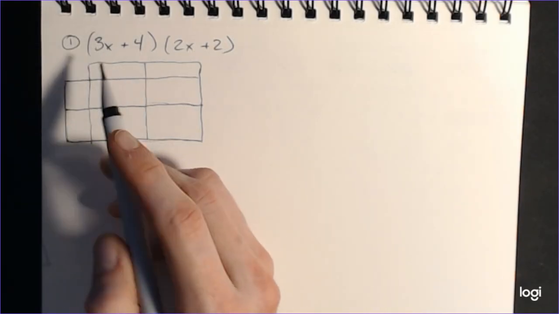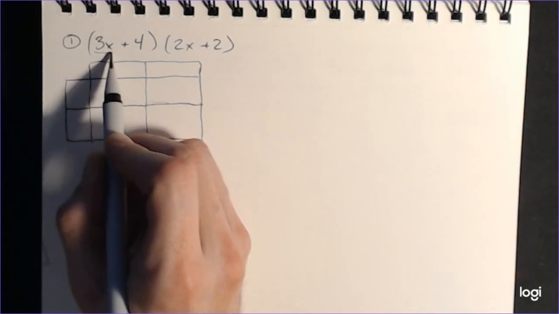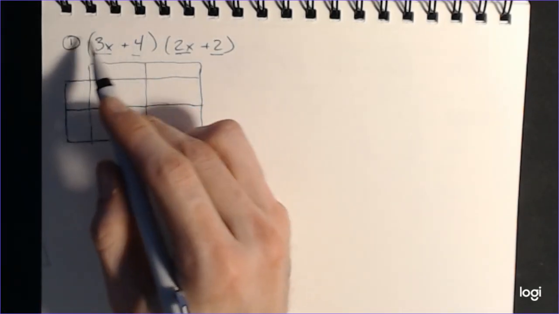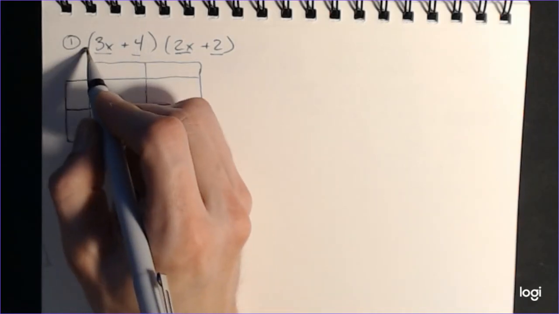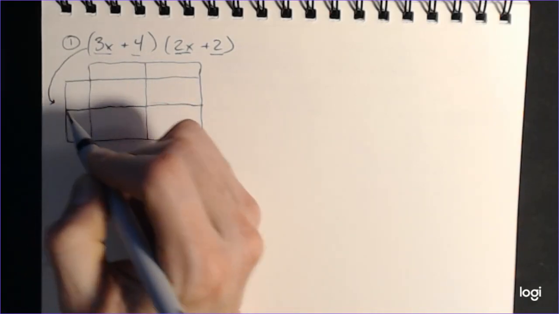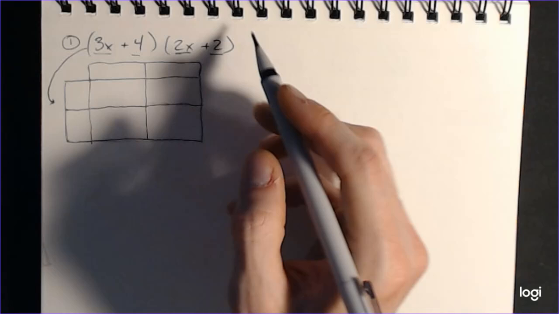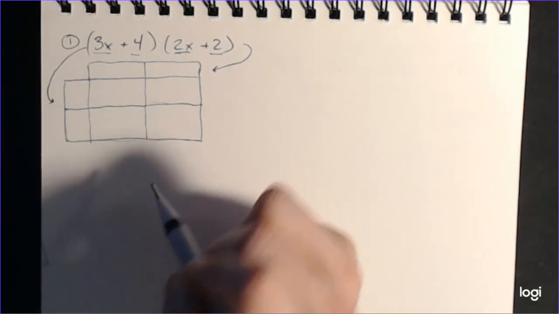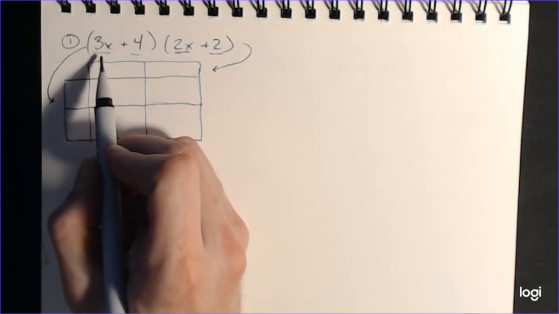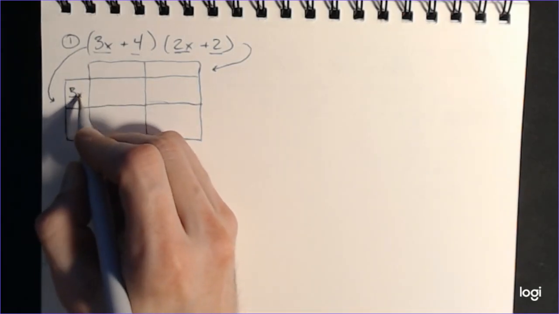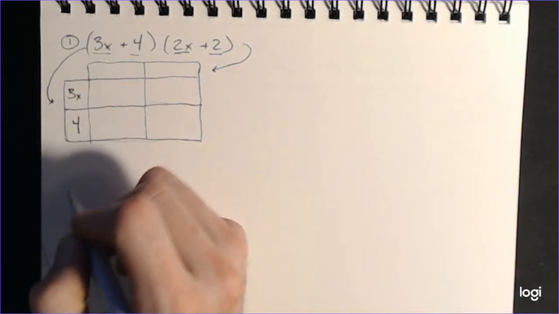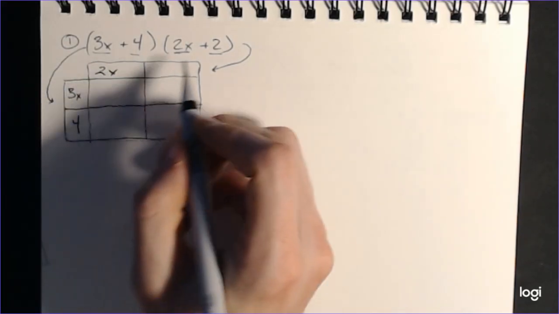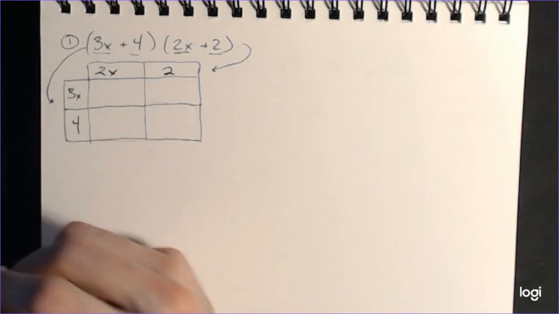What we're going to do is take each of the terms and put them in their own box along here. This side over here is going to be put into this vertical column, and this side right here is going to be put into this horizontal column across the top. So I'm just going to start here. 3x is our first term. We're going to put that in that box, and then 4 we'll put in this box. Over here, our first term, we'll start here, put a 2x, and then this 2 we'll put right here.